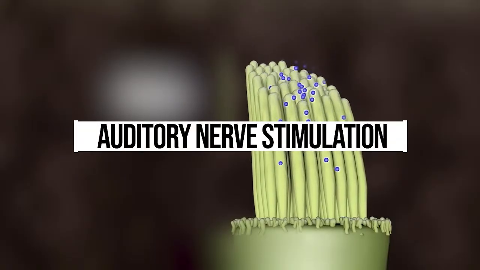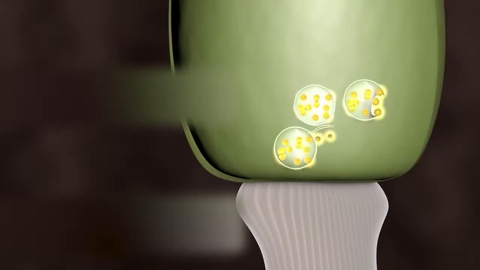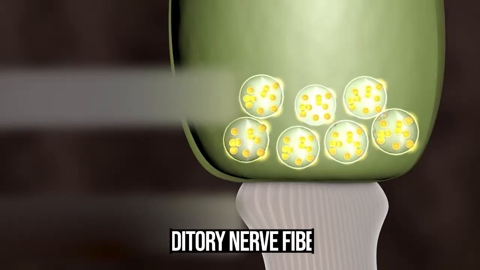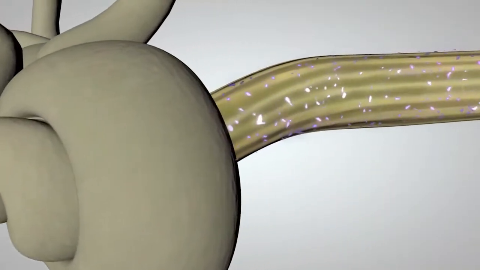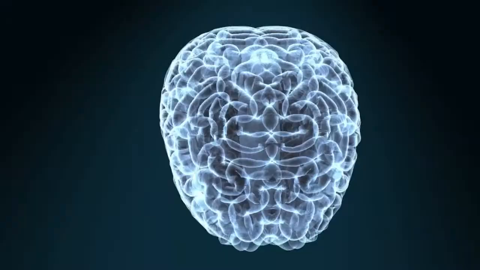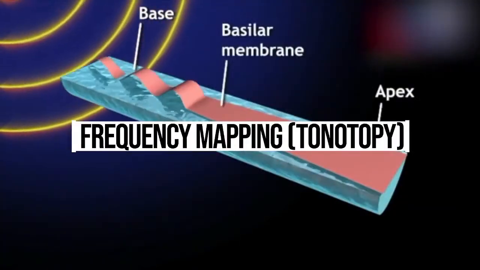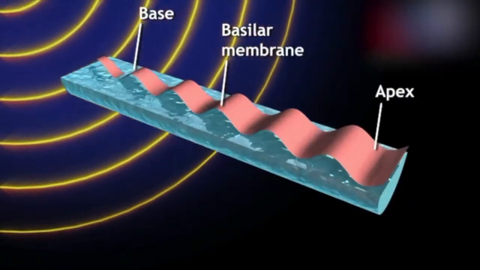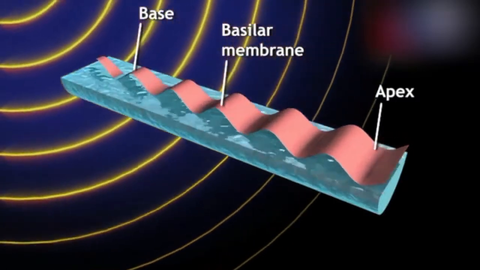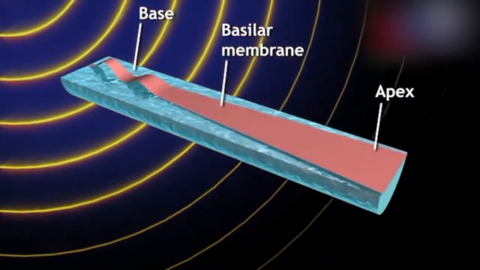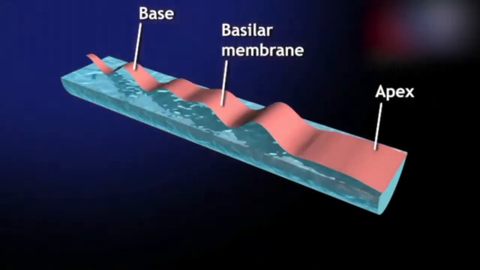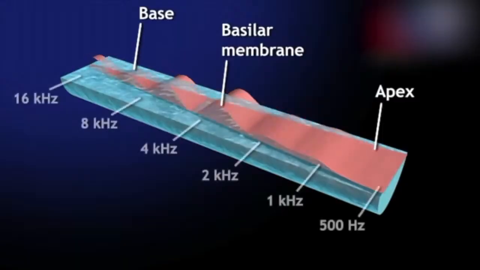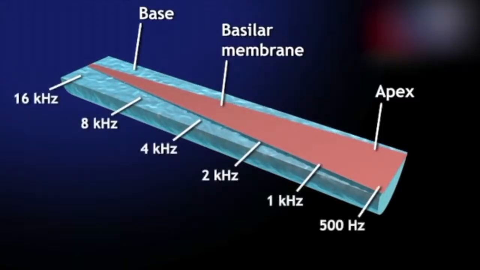Auditory nerve stimulation. The electrical signals generated by the hair cells stimulate the auditory nerve fibers connected to them. These nerve fibers carry the auditory information to the brain, where it is interpreted as sound. Frequency mapping, tonotopy. Different frequencies of sound affect different parts of the cochlea. High-frequency sounds cause more movement at the base of the cochlea, while low-frequency sounds affect the apex. This tonotopic organization allows the brain to distinguish between different sound frequencies.